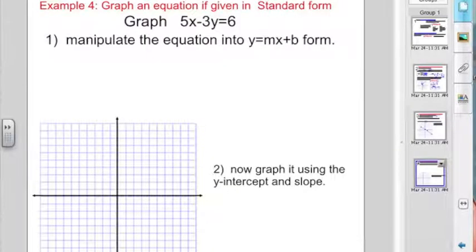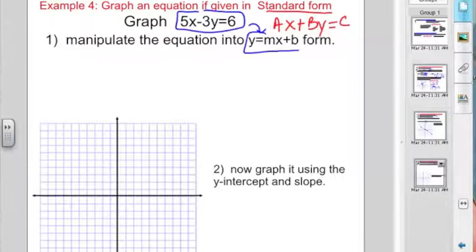All right, our last example of the day. Graph an equation given in standard form. So remember, standard form is the equation that is ax plus by equals c. So you're looking at it and you're saying, okay, this equation is in that form. But the problem is I want to manipulate it into slope-intercept form. I want to get y by itself. So I'm going to manipulate it.